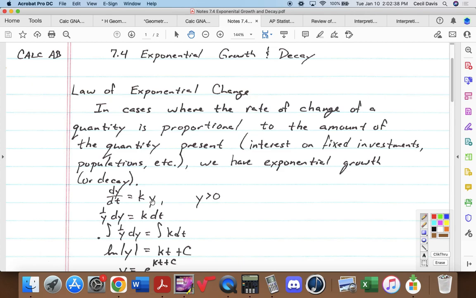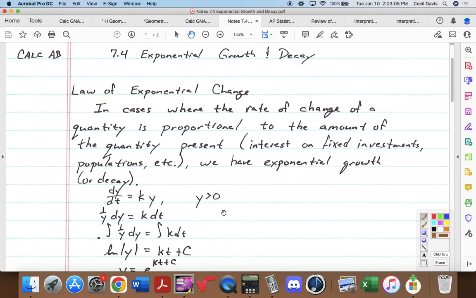This happens in a whole bunch of applications. Certain chemical reactions work this way. Populations, at least initially, grow this way, not long term. But there's exponential growth, or it could be exponential decay. If you're doing half-life, this also works. The rate at which the radioactive isotope decays is proportional to how much there is.